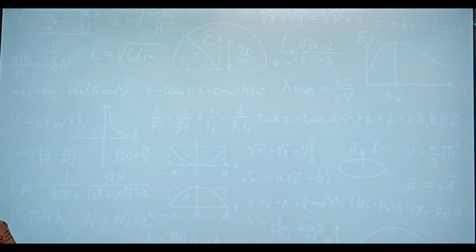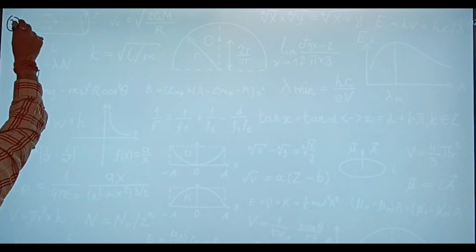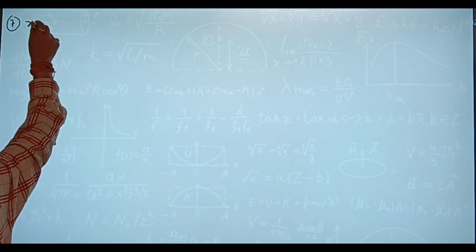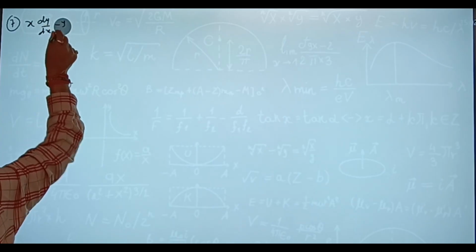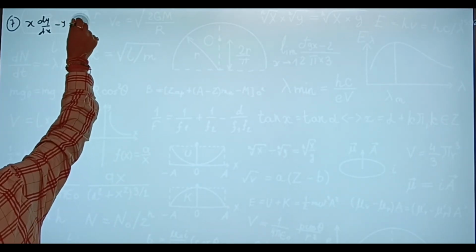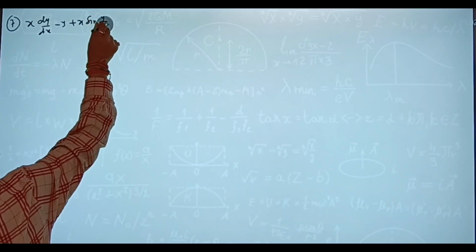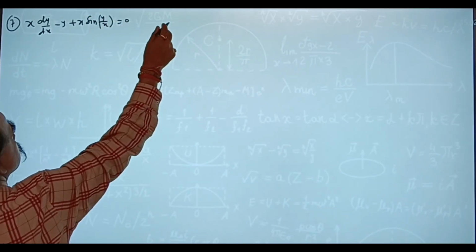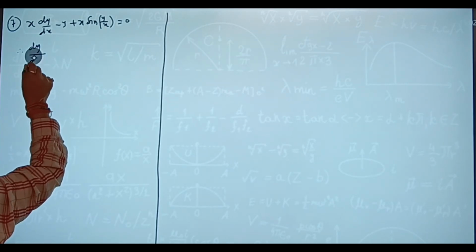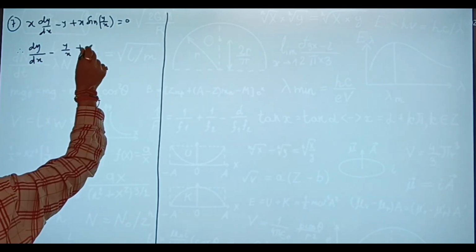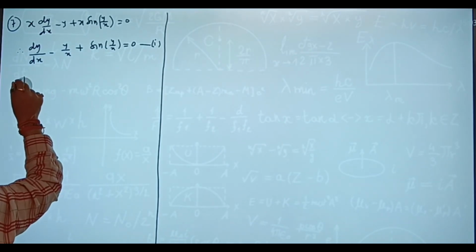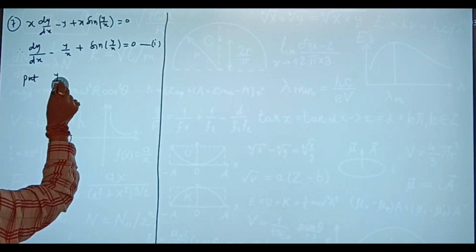Question number 7. x dy by dx minus y plus x sin (y by x) is equal to 0. Divided by x. Put y by x is equal to v.